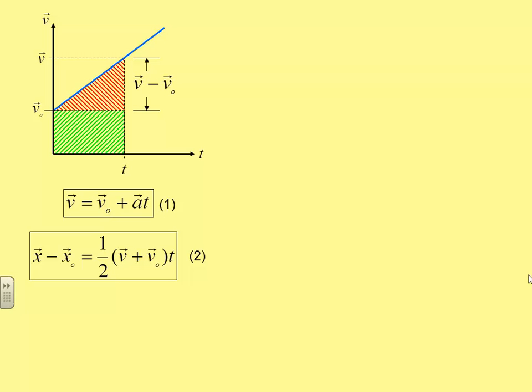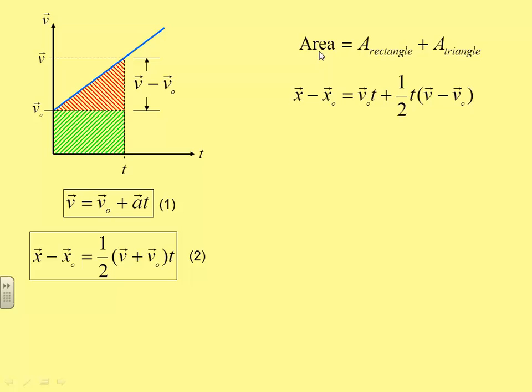Now traditionally there's a third way of looking at this, but it's going to start out the same way as the second equation. We're going to look at the area under the curve. So again, the area of the rectangle plus the area of the triangle. The area under the curve is the displacement. The area of the rectangle is the initial velocity times the time. The area of the triangle is 1/2 a base of t and a height of final minus initial velocity.